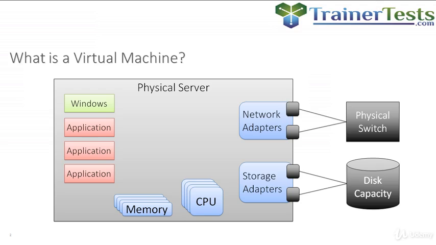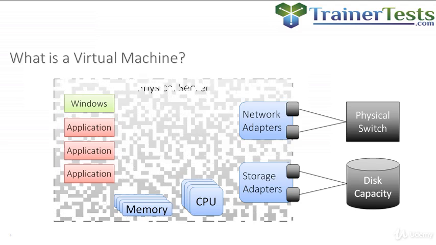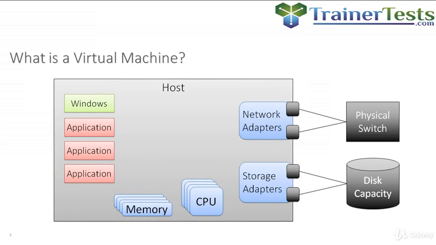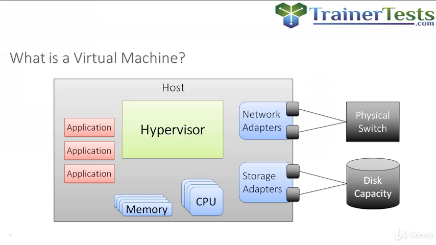Now, let's think about a virtual machine. Instead of having a physical server here, let's replace it with a host. And instead of installing a simple operating system on this host, let's install a hypervisor instead. And now we're not going to run applications on this physical system. We're actually going to run virtual machines, each with their own independent operating system.